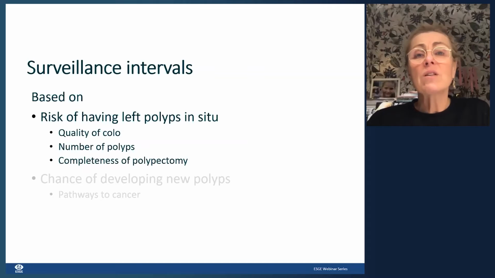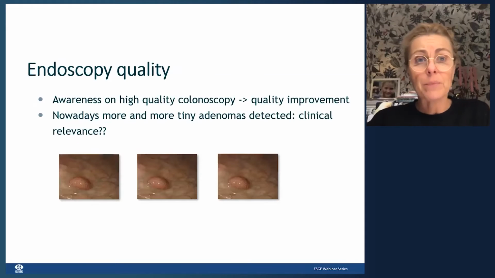One, the risk of having left polyps in situ during colonoscopy. And of course, that has to do with the quality of the colonoscopy performed, the number of polyps detected at colonoscopy, and also, once all the polyps are removed, the completeness of the removal technique, because when a part of the polyp has been left inside, of course, that might grow into cancer again.